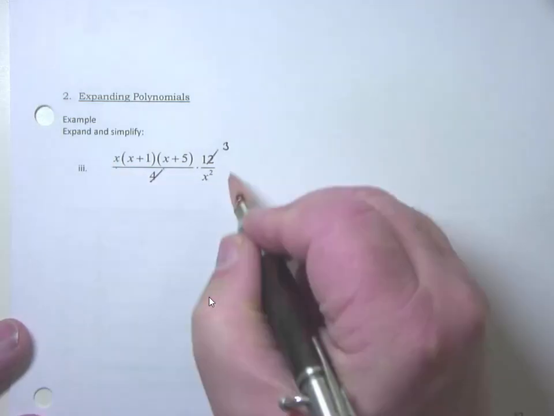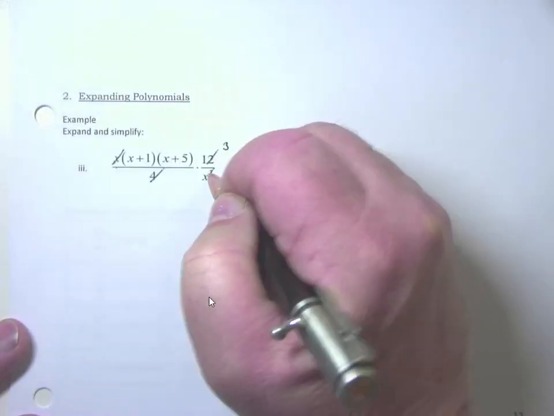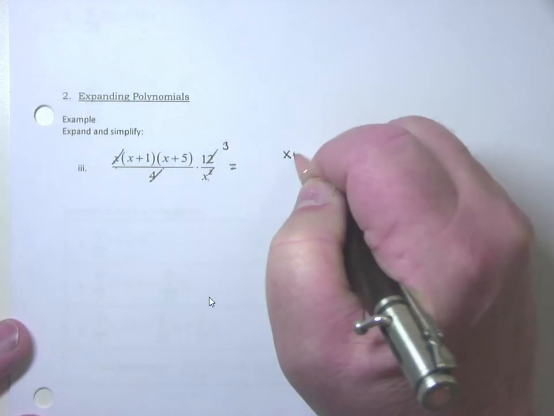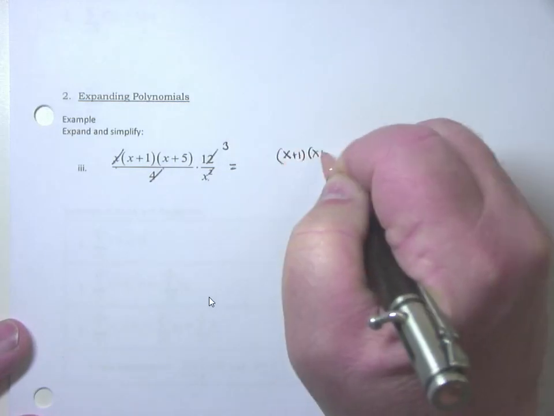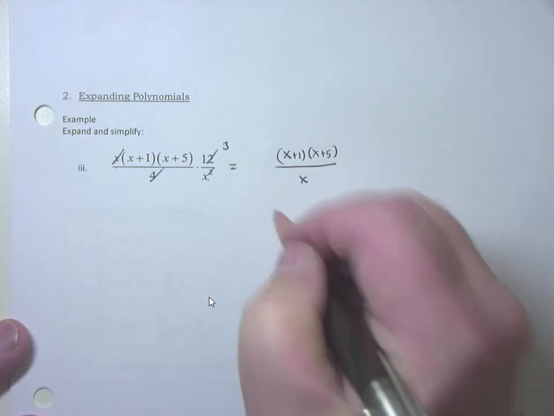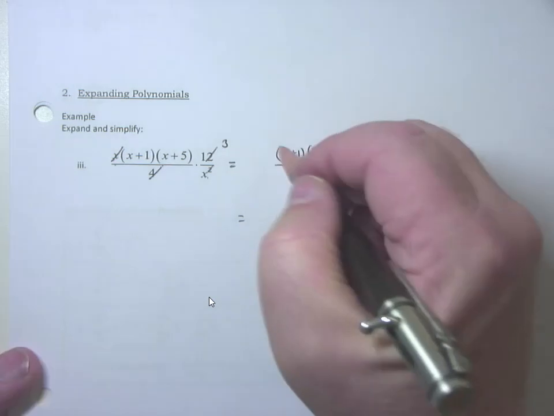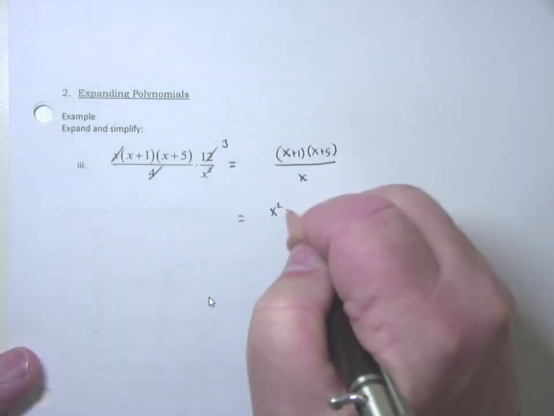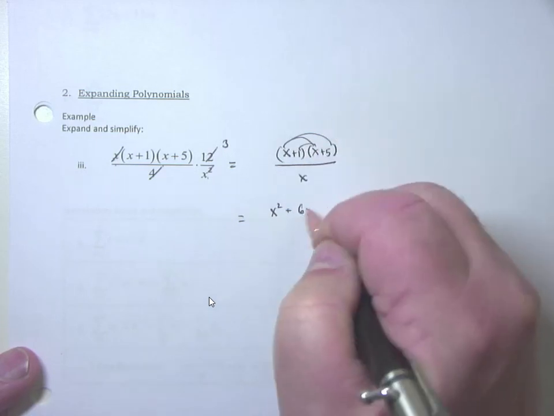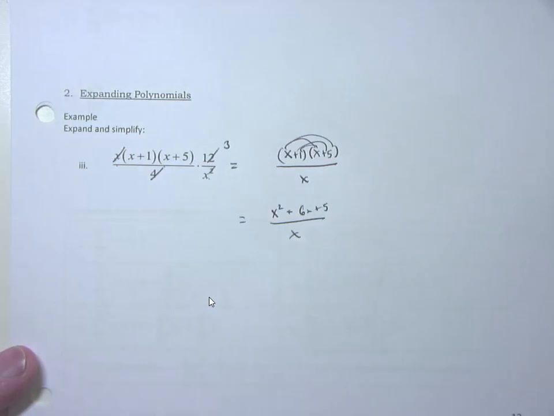The x divided by x squared, they cancel. The x cancels with one of the x squareds and leaves you with an x left over. So the answer is going to be (x plus 1) times (x plus 5) divided by x. And if I ask you to expand this out, I would just foil this out. This will give you x squared plus 5x plus 1x is 6x plus 5, divided by x.